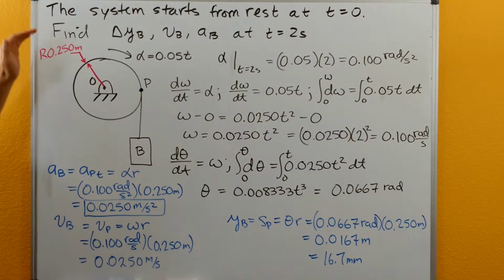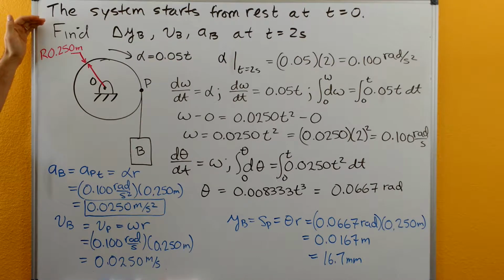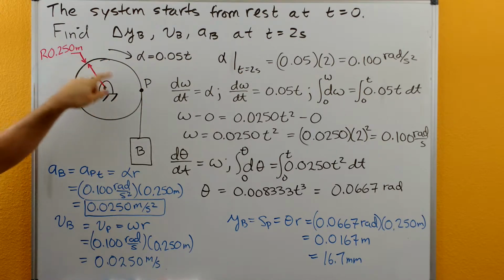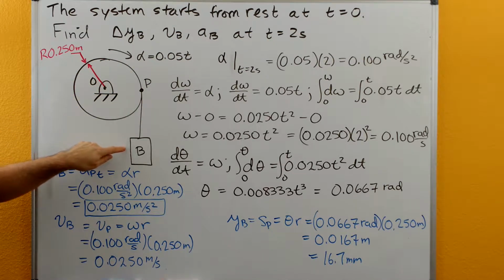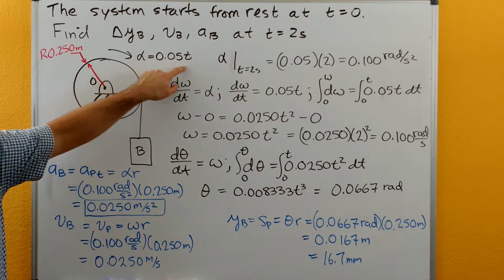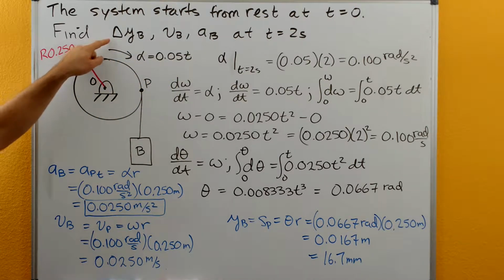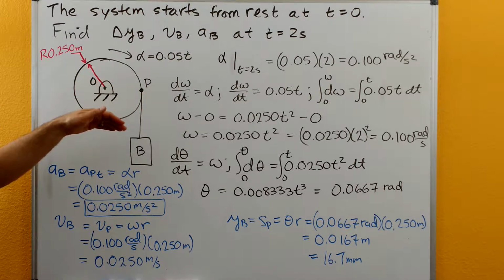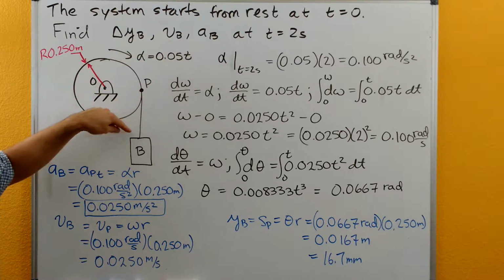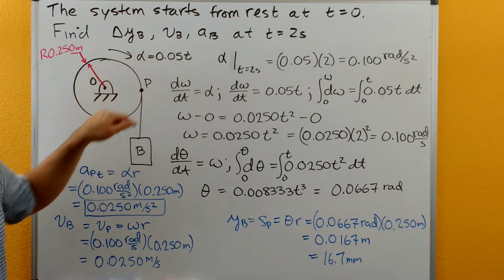So with this problem, we have a system that's starting from rest at t is equal to 0. Our system contains this pulley P. The pulley has this rope that's going around it, and then it's attached to this mass here at B. So the pulley's starting from rest. It starts with an angular acceleration of 0.05 t, and we need to find how far B moves in the first 2 seconds. We need to find the velocity of B at 2 seconds and the acceleration of B at 2 seconds.